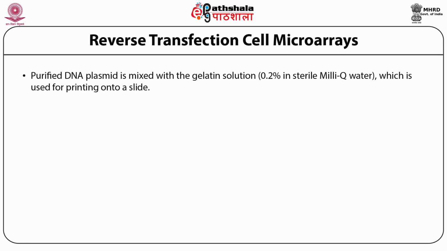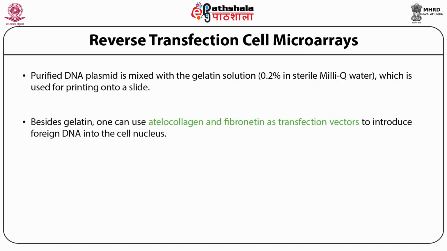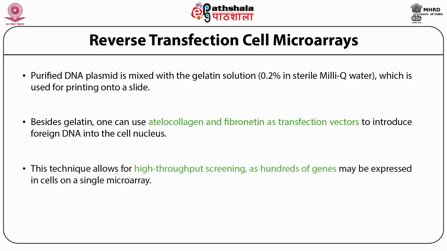Purified DNA plasmid is mixed with the gelatin solution, which is used for printing onto a slide. Besides gelatin, one can use atelocollagen and fibronectin as transfection vectors to introduce foreign DNA into the cell nucleus. This technique allows for high throughput screening as hundreds of genes may be expressed in cells on a single microarray. Thus, it is useful for studying gene expression and regulation.